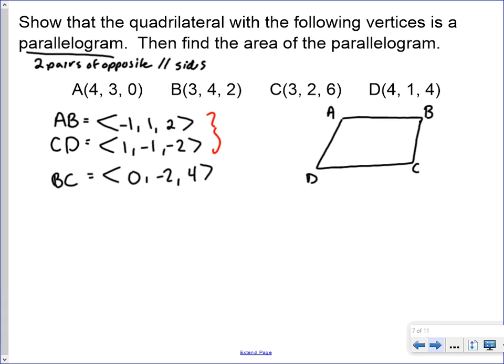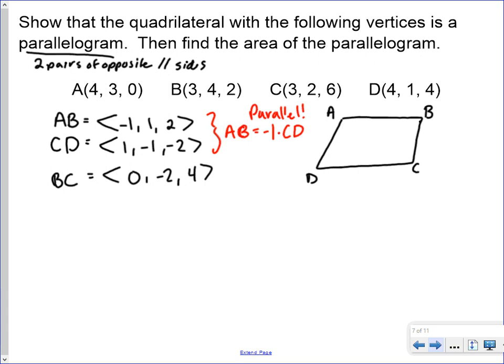When I look at those two vectors, is there some scalar that relates them? What would the scalar be? Negative 1. Yeah, you're just multiplying 1 by negative 1. So we could say something like AB is equal to negative 1 times CD. So they are parallel because they have a scalar.